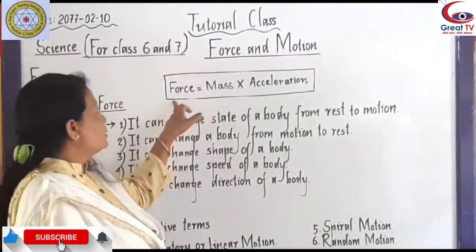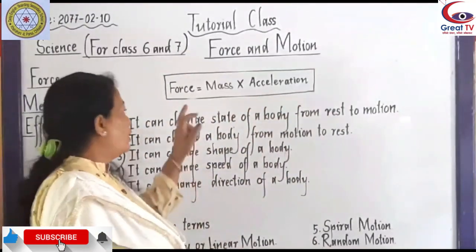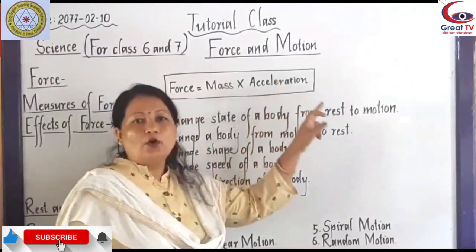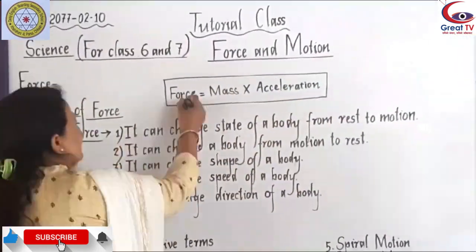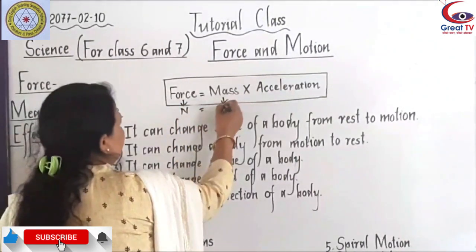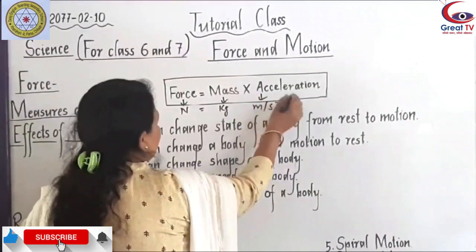Force is equal to mass into acceleration. That means a body of mass m moving with an acceleration of a has a force. The SI unit of force is Newton, mass is kilogram, and acceleration is meter per second square.